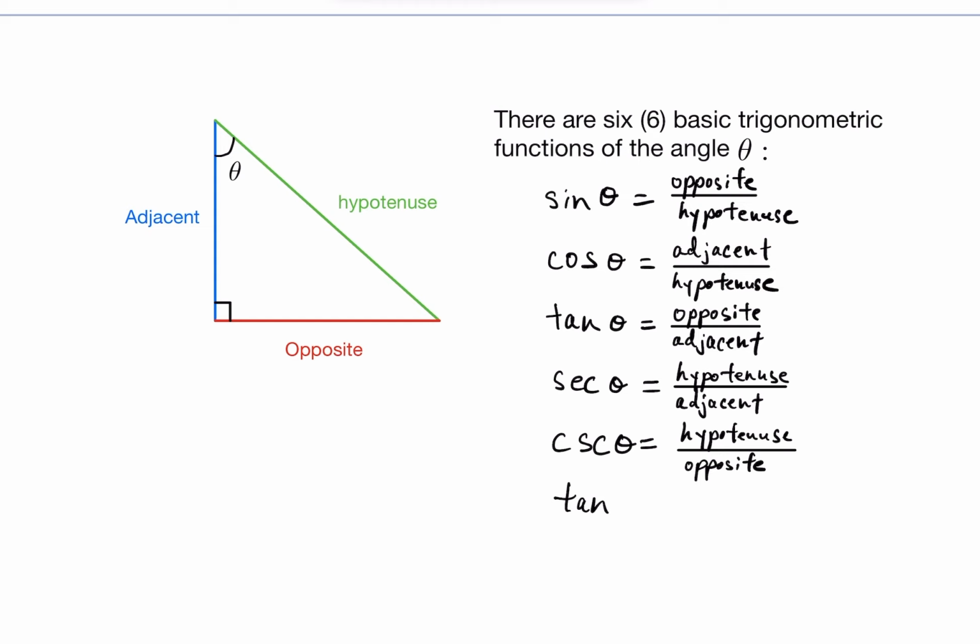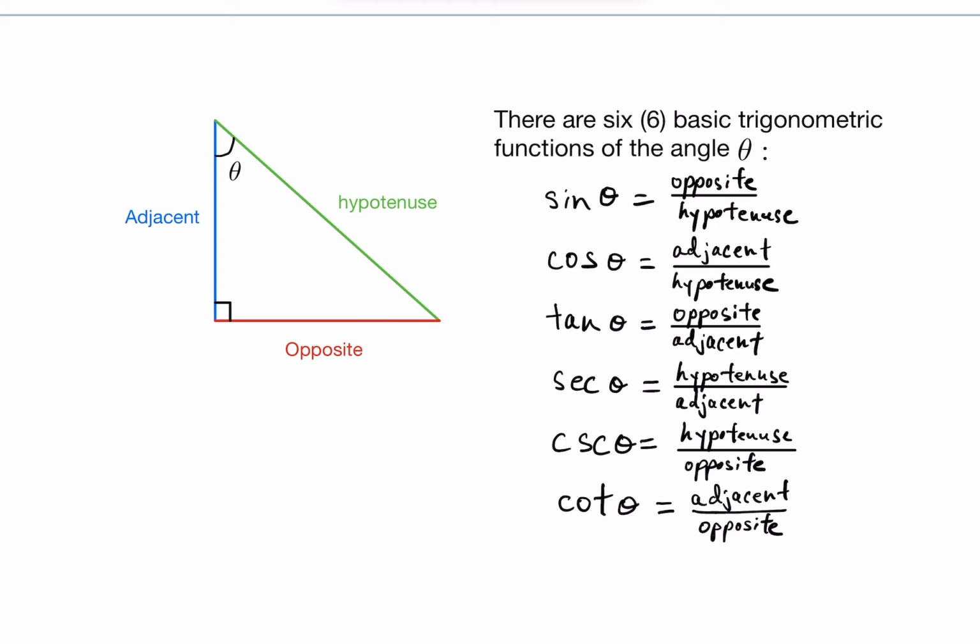Now, lastly, we have, oh, I apologize, this should be cotangent. So let's go ahead and call it cotangent. Okay, and the abbreviation for cotangent is COT, and the cotangent of theta, and you might have guessed it by now, it's going to be the inverse of tangent. So in other words, it's going to be adjacent over the opposite side. All right.